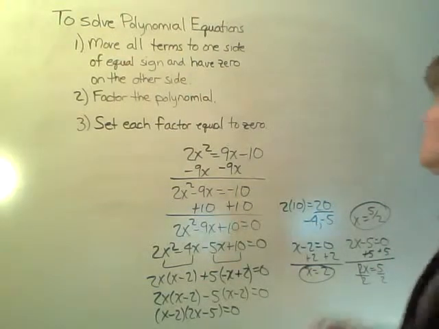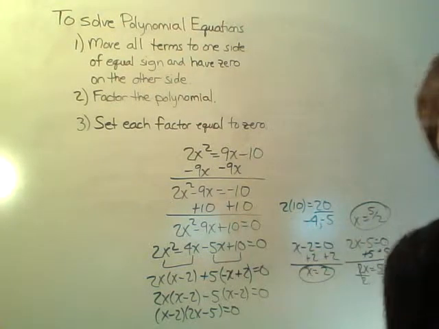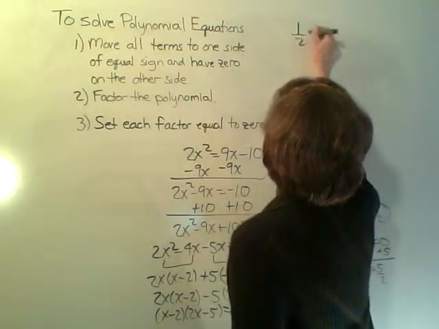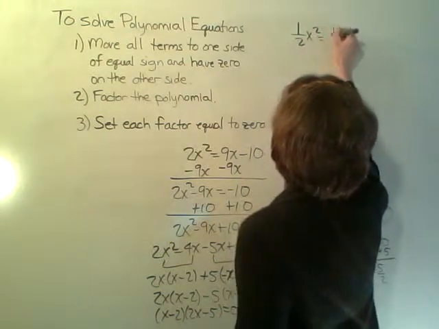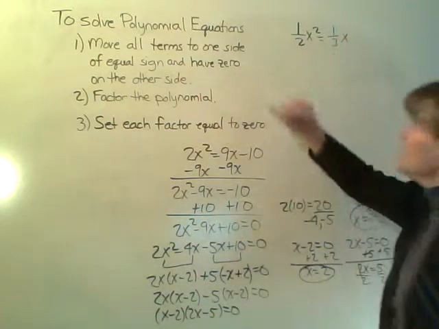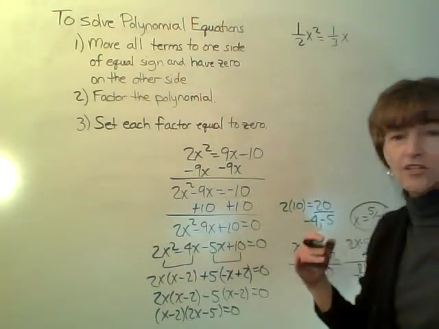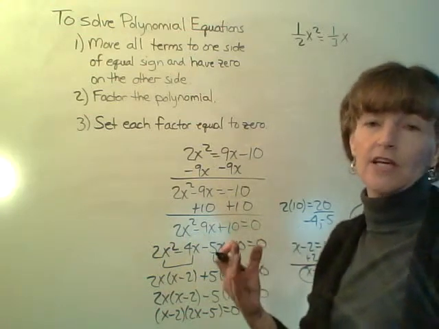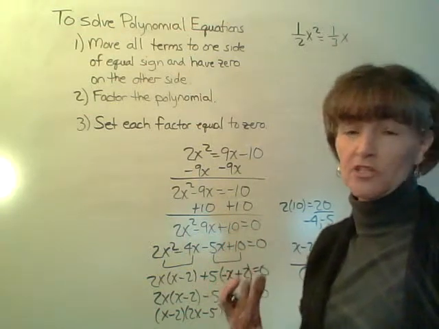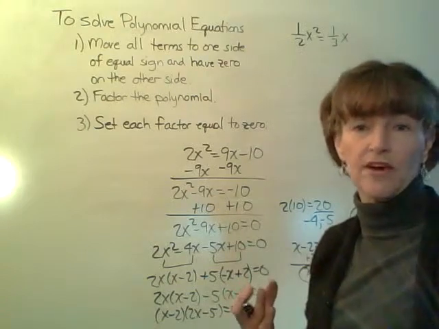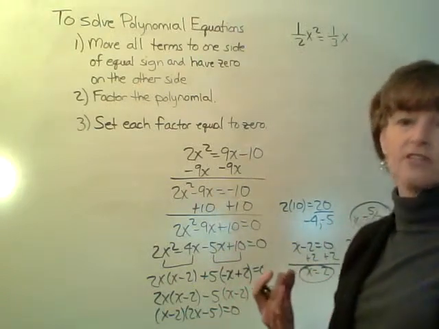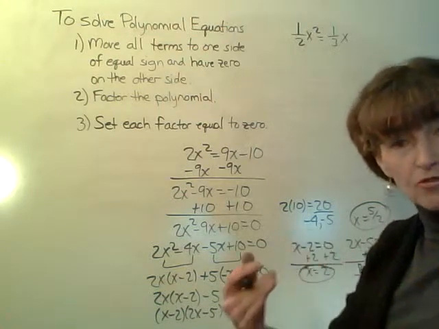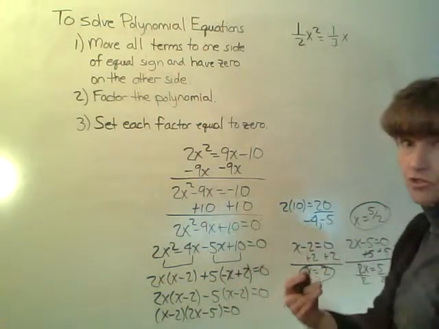Now let's do one more. We'll just put it up here. 1/2 x squared equals 1/3 x. So here's a polynomial equation. I need to solve it. But before I get started, I notice that there are some fractions. When we're just factoring polynomials and we don't have an equation, we have to work with the fractions. But anytime you have fractions in an equation, you can multiply by the least common denominator and get rid of your fractions. And it is always advisable to do so.